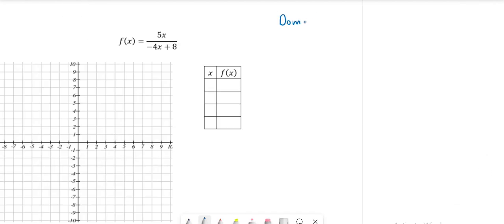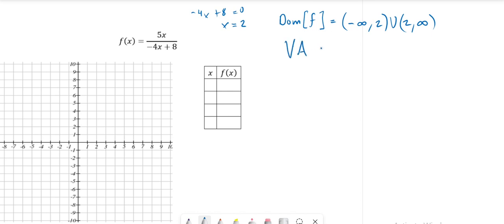So for our domain of f, we want to look out for the places where minus 4x plus 8 is going to be equal to 0. Subtracting 8 and dividing by minus 4, we get x is equal to 2. So our domain must exclude that value, and we go from negative infinity up to 2. We exclude it. We go from 2 up to infinity. This 0 in the denominator is not canceled, and so we're going to wind up with a vertical asymptote at 2, which has the equation x equals 2. We didn't find any holes because there was no cancellation of factors from the numerator and denominator.